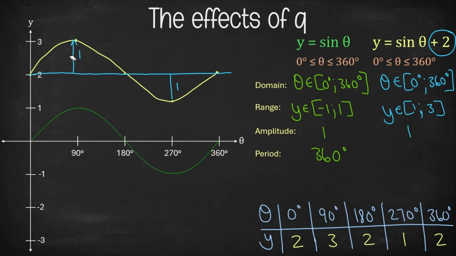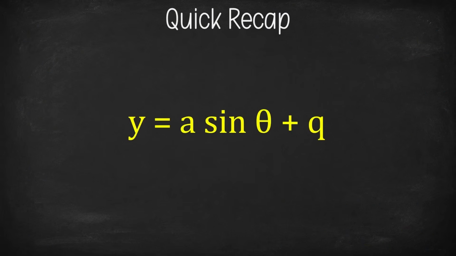And then let's have a look at the period. The period is how long it takes for that graph to complete one complete cycle. But for grade 10, as I mentioned, the period is 360 degrees. As you can see, it starts here at 0 degrees, and it takes 360 degrees to get back to its original position. Let's do a quick recap for y equals a sin theta plus q.